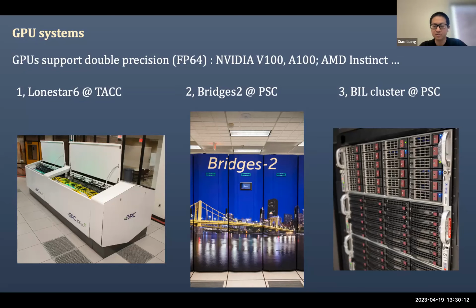There are two kinds of GPUs. One is 16 GB memory, and one is 32 GB memory. Another is the Brain Image Library cluster in PSC. The GPU node has 8 A100 80 GB GPUs. In general, we tested on 4 kinds of GPUs: the V100 with 16 GB and 32 GB memory, the A100 with 40 GB and 80 GB memory.